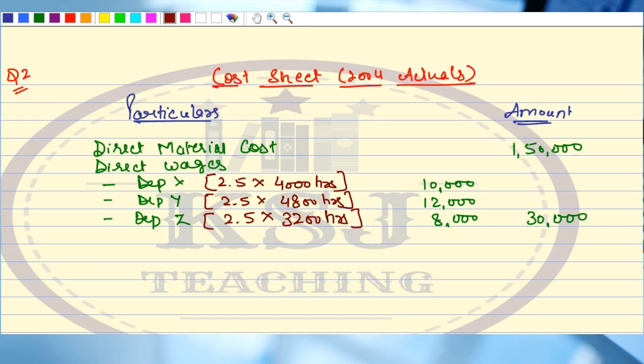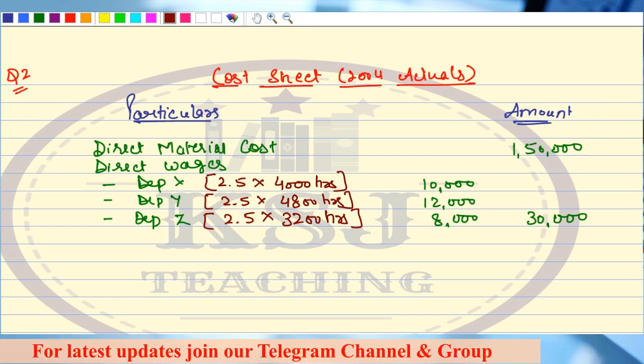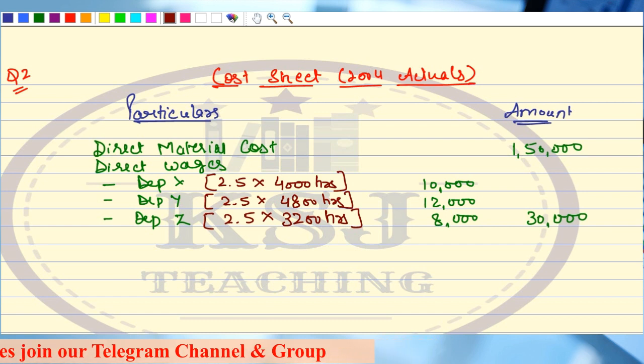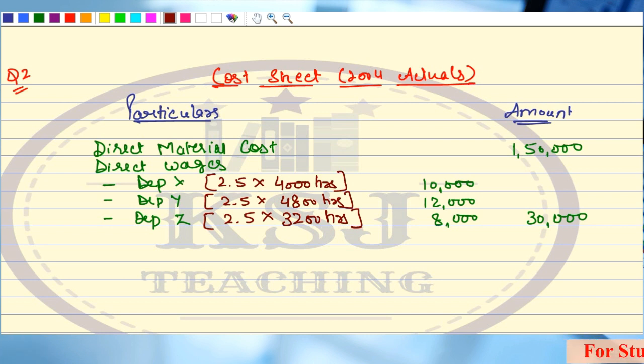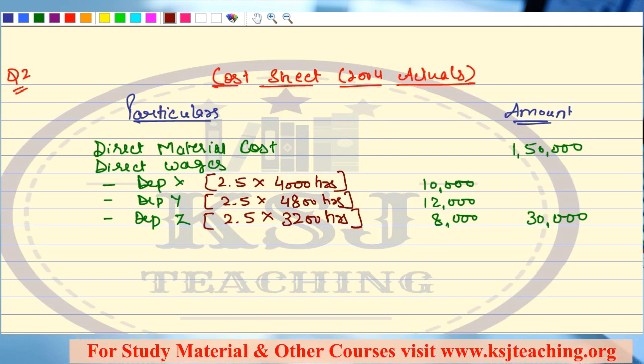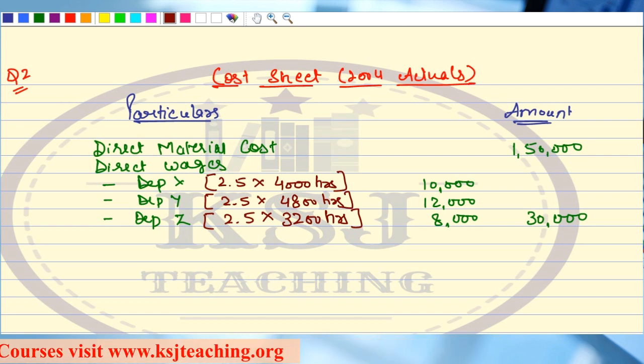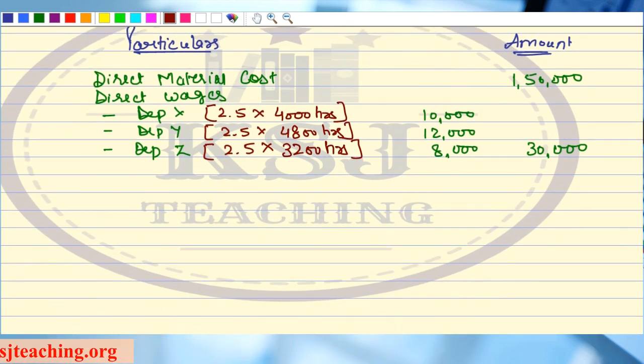Any doubts on this point? Sir, the hourly rate is given to us in the question as 2.5, and the question says that this hourly rate is the same for all the three departments. We are given these figures 10, 12, 8, so we can calculate the number of hours for each department: 10,000 divided by 2.5, 12,000 divided by 2.5, 8,000 divided by 2.5. Sir, why have we calculated this number of hours? You will get to know. I'll tell you why.